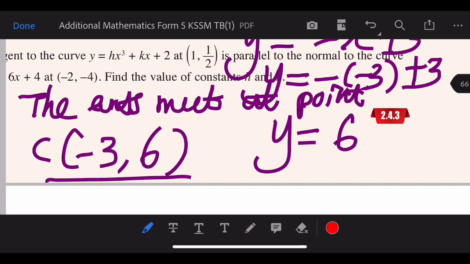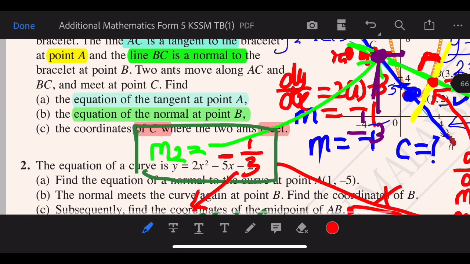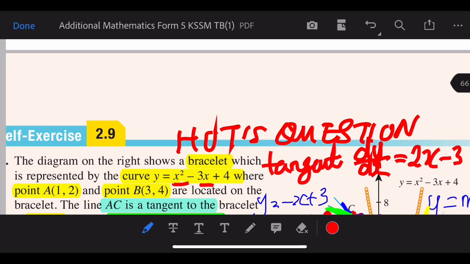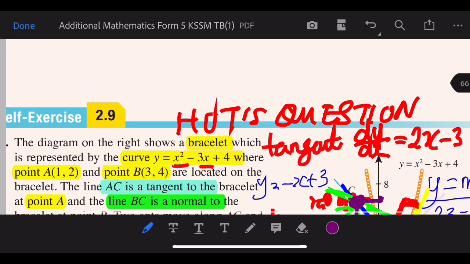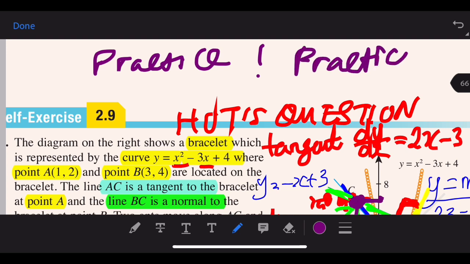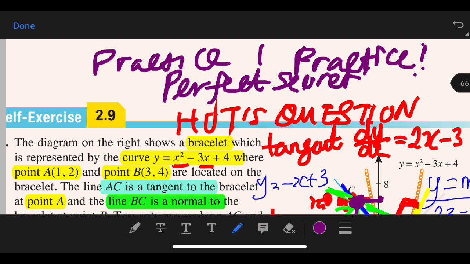Alright, so this is how you solve the Hodge question involving tangent and normal. Okay, understand? I hope that you will try to practice more Hodge questions. Practice more until you are confident. Keep on practicing so that you can be a perfect scorer. Because we are very careless, if we practice more, we will reduce careless mistakes.